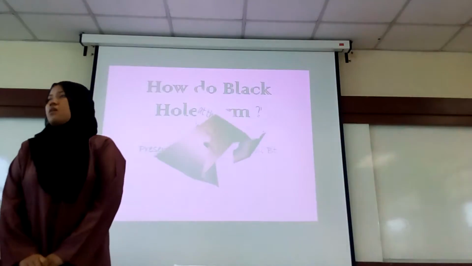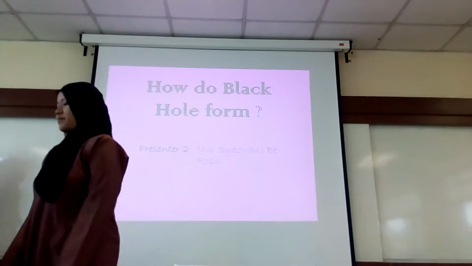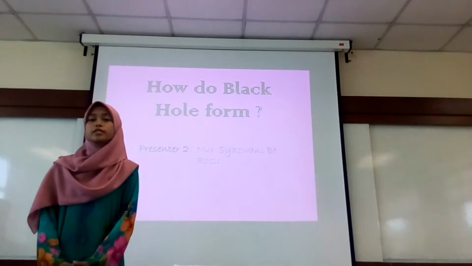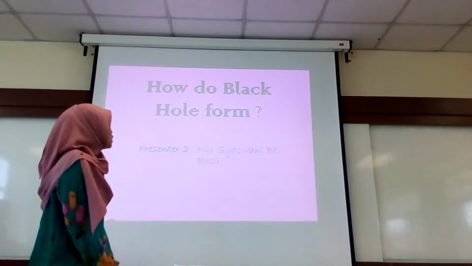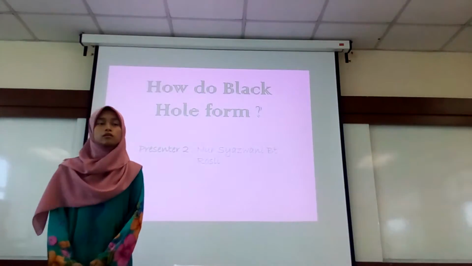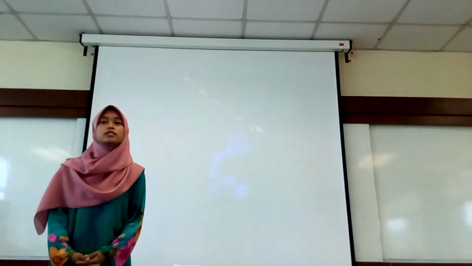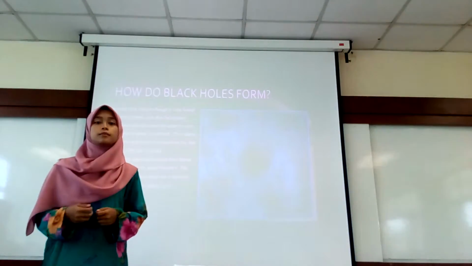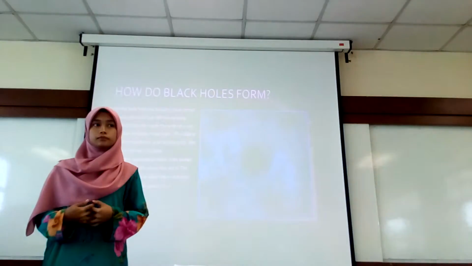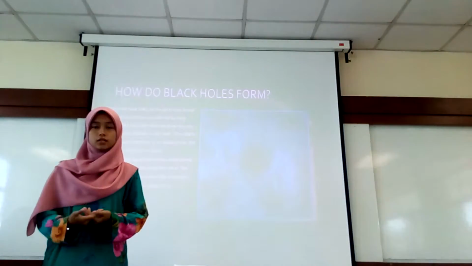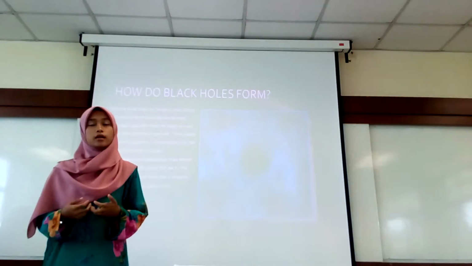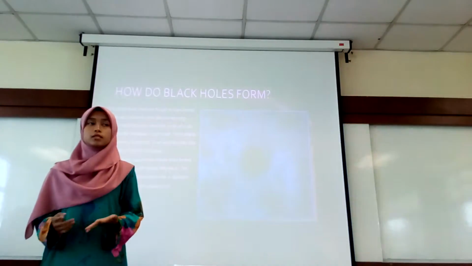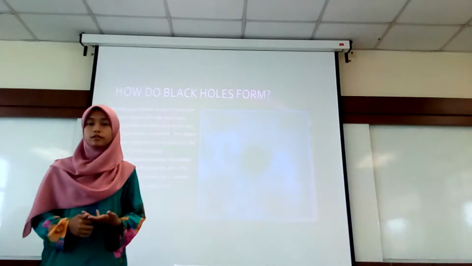I am the second presenter, and I will explain how black holes form. All shining stars burn hydrogen, which is the lightest element. In the core of the stars, reactions occur and the lightest element turns into heavier elements: silicon, carbon, and iron.